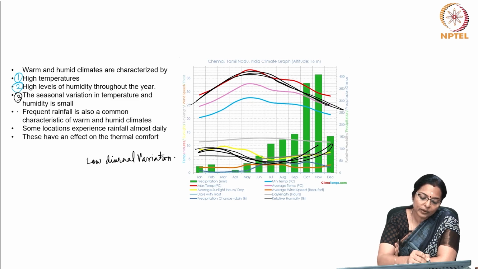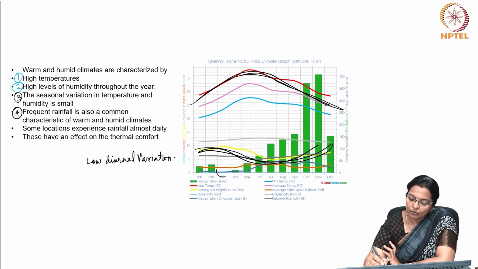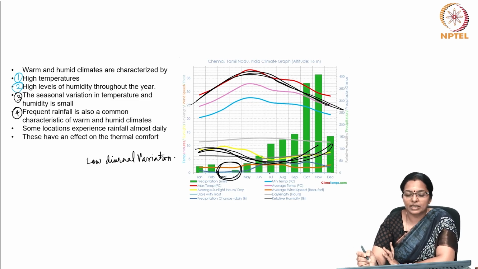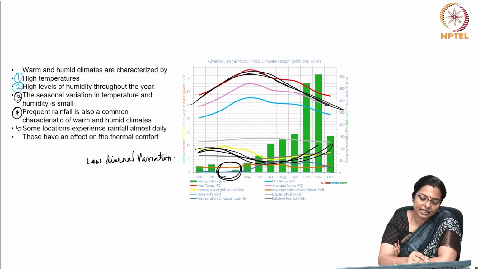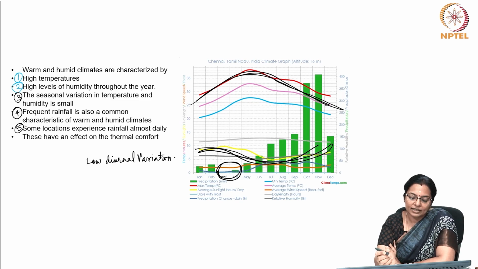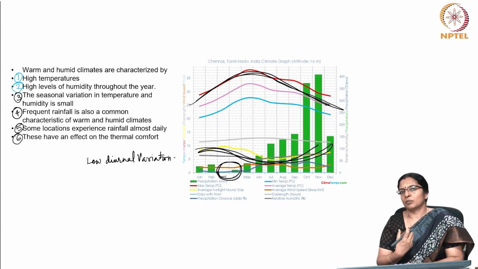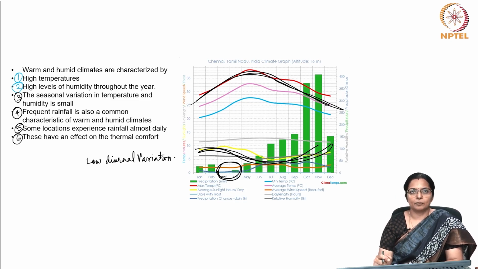and frequent rainfall is very common. You can see rainfall being almost nil or less only for a few months. Otherwise, in every month, there are a few days when there is precipitation. Some locations experience rainfall almost daily, and this has an effect on thermal comfort because people feel very sultry and sticky in these places.